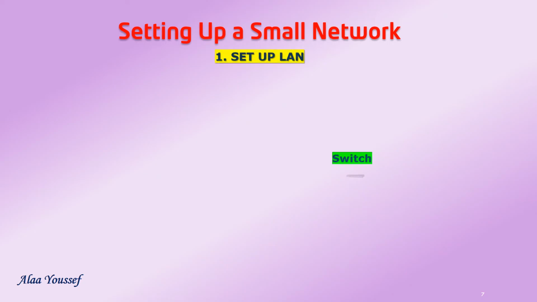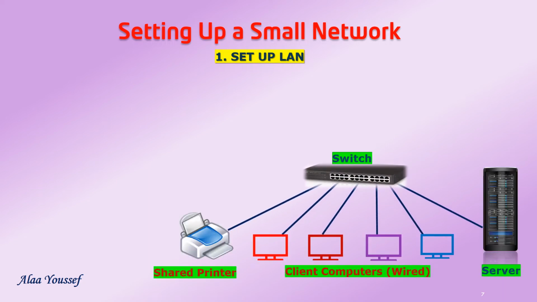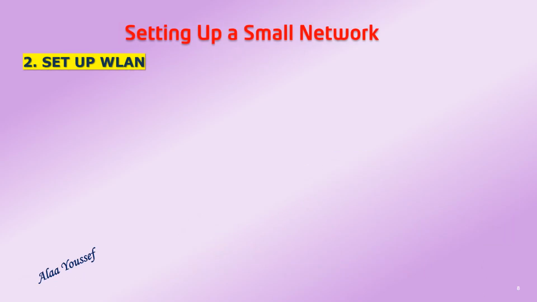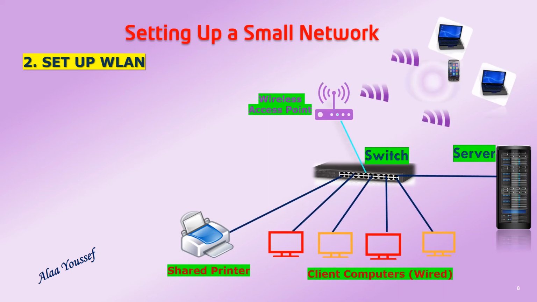Setting up a small network. LAN setup. Connect cable devices to the switch using network cables. Plug cables on one end into network interface card on the device and the switch ports on the other end. WLAN setup. Link a wireless access point to the switch to allow wireless devices to join the network.